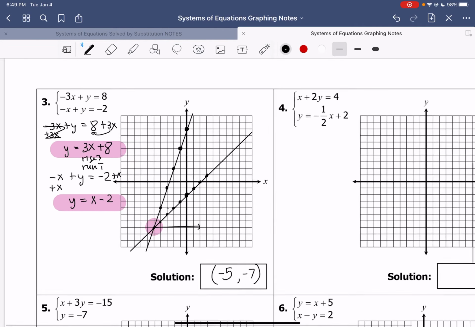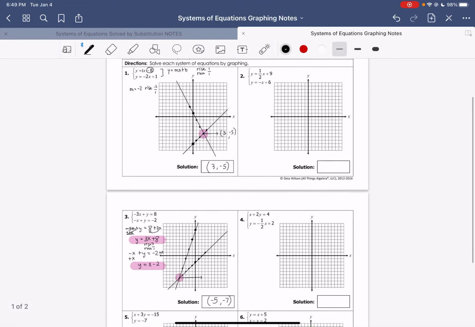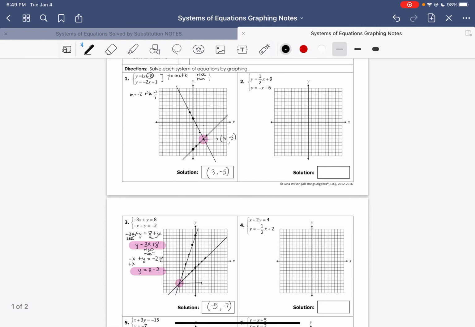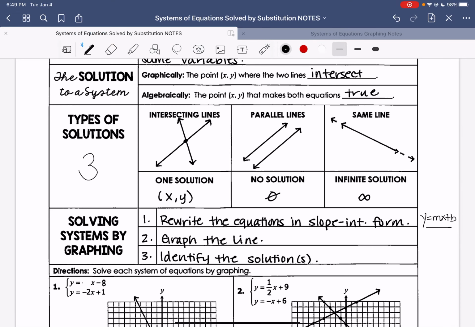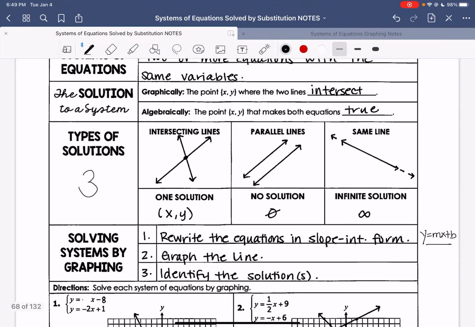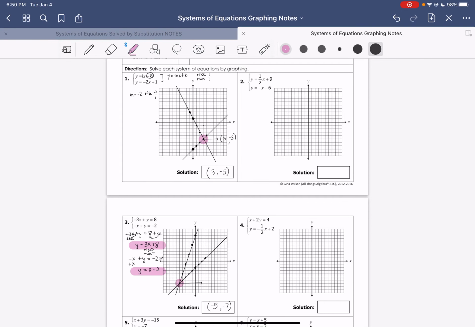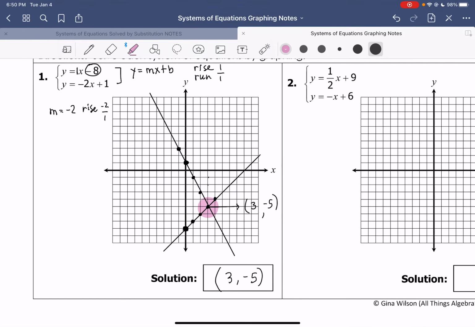So that there is how you would solve problems 1 and 3, how you would solve a system of equations graphically. And then looking back at these answer choices, we're going to just make this proof before we end. Algebraically, the point xy makes both equations true. So what we mean by that is this point that we found down here, 3, -5.